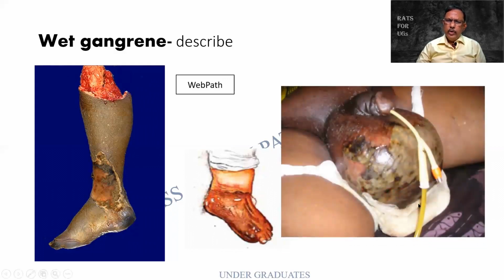This is a totally different condition. Here I find that the scrotal skin and even the adjacent skin are all becoming gangrenous, a real death en masse. And this particular condition is called Fournier's gangrene. So far we had seen dry gangrene, wet gangrene, and Fournier's gangrene, which is a variant of this one.